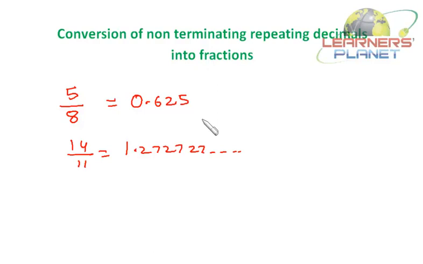Such a decimal expression is known as terminating decimals. But in case of 14 by 11, we notice that the remainders repeat after a certain stage. Here 27 is being repeated an infinite number of times. Or we can say we have a repeated block of digits in the quotient. So we say that this expansion is actually non-terminating or recurring decimals.